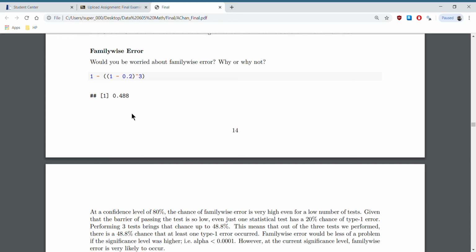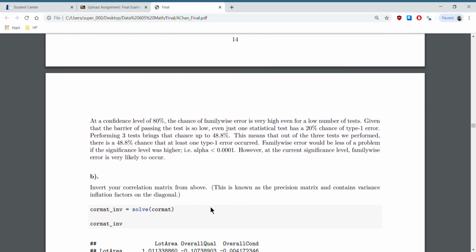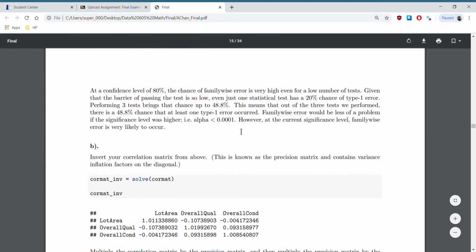The way that we normally get around this is you'd maybe do something like the Bonferroni correction, where you set your p-value threshold to be much lower, so that instead of doing 80%, you probably have to be at 99.999% confidence, so that the chance of a type 1 error is much lower. So yeah, I'd be concerned here for family-wise error.